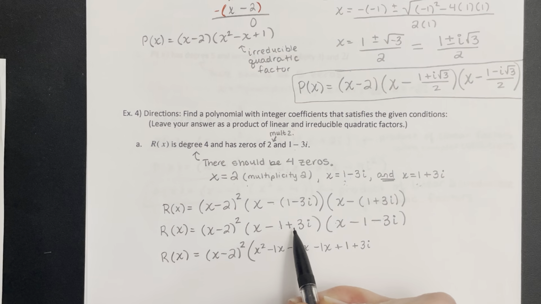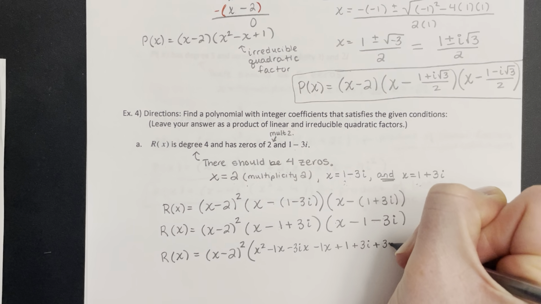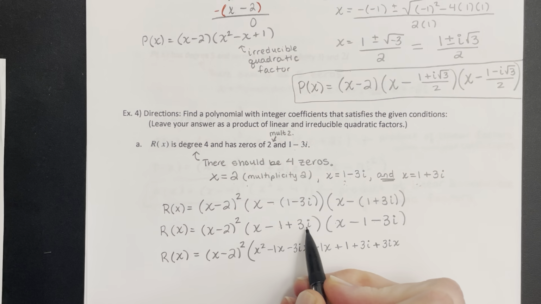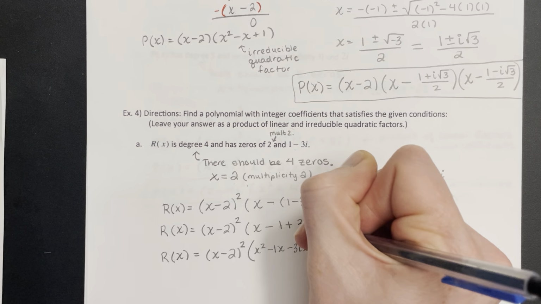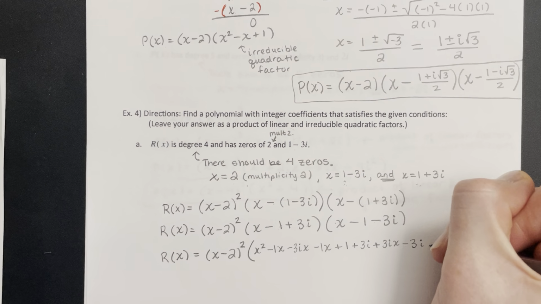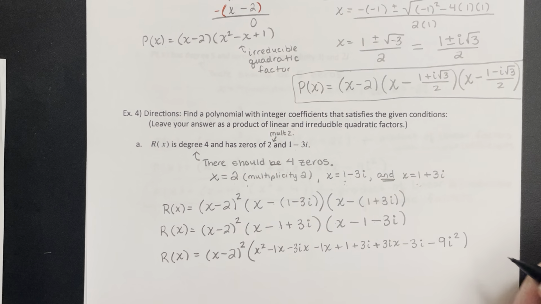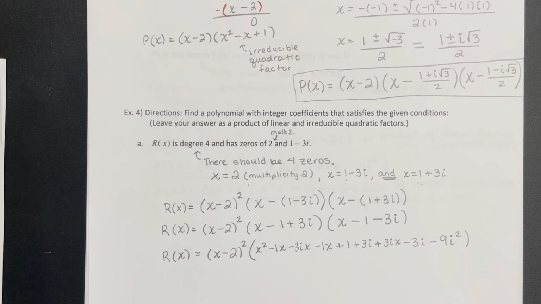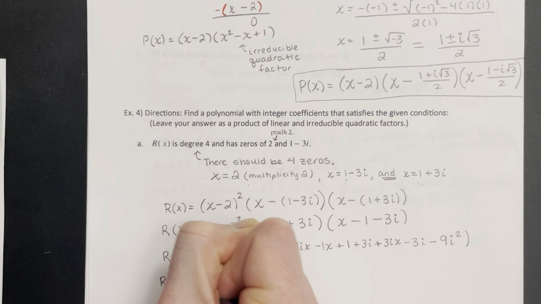Now we've distributed the negative 1. We then have to distribute the 3i. So I do 3i times x would be plus 3ix. 3i times negative 1 is negative 3i. And 3i times negative 3i is negative 9i squared. That's a long distributing process because we're doing a trinomial times a trinomial, but there should be some parts that will simplify down.